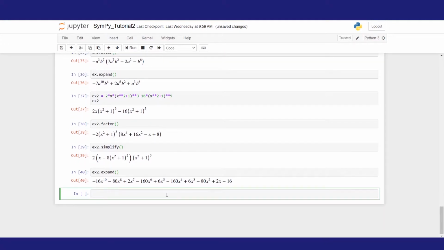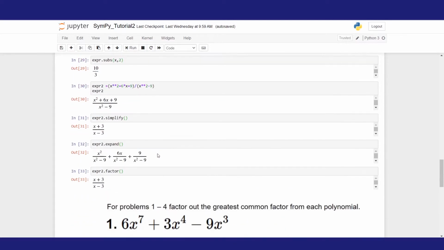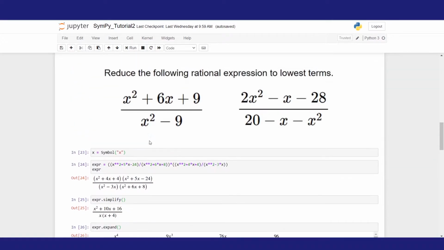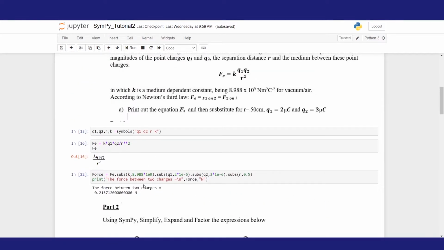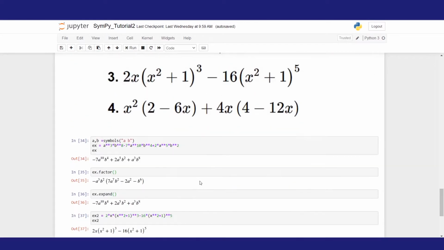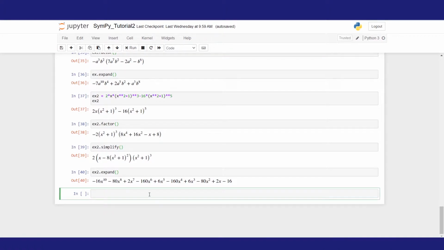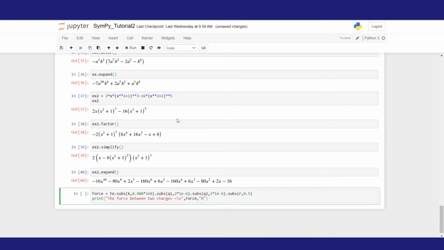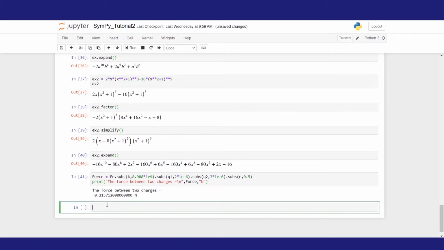Okay, so let's proceed with another part. Just a reminder from what we talked about above, when it comes to substituting, if you're substituting for the symbols, you could do that at once. For example, like we did for the case of this force, we could do that in one single move, instead of just using .subs again and again. If I recall that again, that would give us that answer.